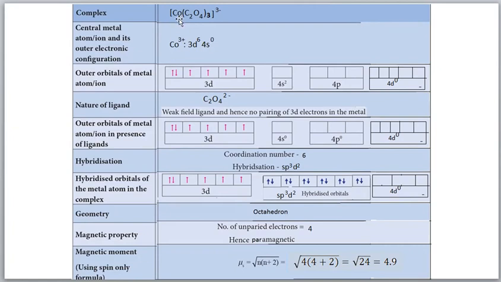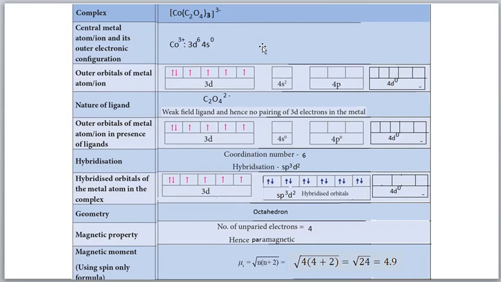Here, see what is the oxidation state of Co. Co is unknown, we can take it as x. Oxalate is -2, into 3, that is -6. So we'll get x minus 6 equal to -3, x equal to -3 plus 6. So we'll get +3. So here Co is +3. What about the electronic configuration?